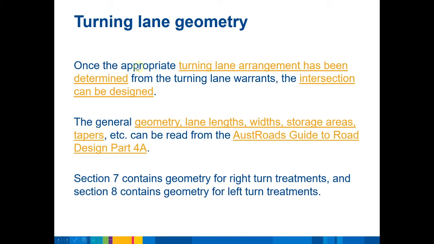Okay, so in terms of our turning lane geometry, we need to first decide what treatment we need. Is it a BAL? Is it a CHR? That sort of thing. Once we've determined the turning lane arrangement type, then we need to start to design the intersection. So the geometry, lane lengths, widths, and so on, can be read from the Austroads Guide to Road Design, Part 4A. This guide gives us information on geometry for right turn treatments in Section 7, and Section 8 gives us geometry for left turn treatments.